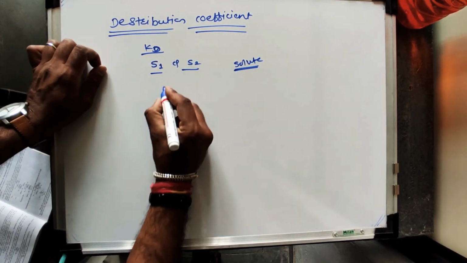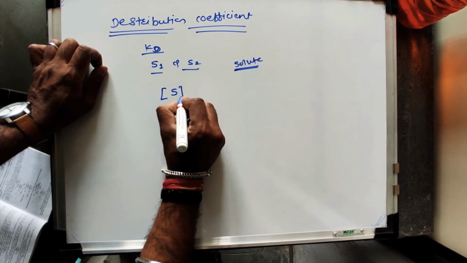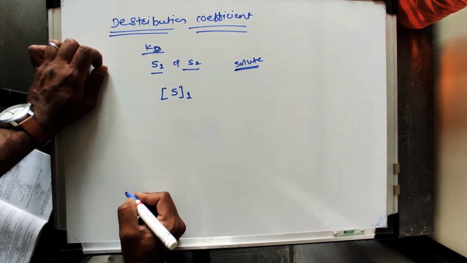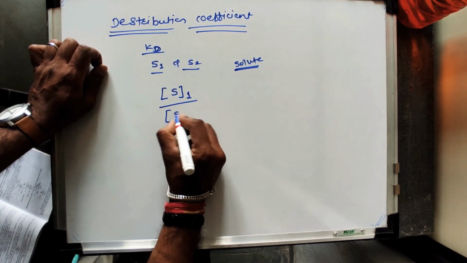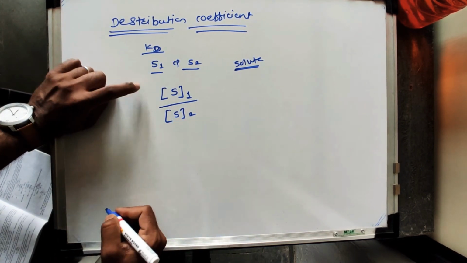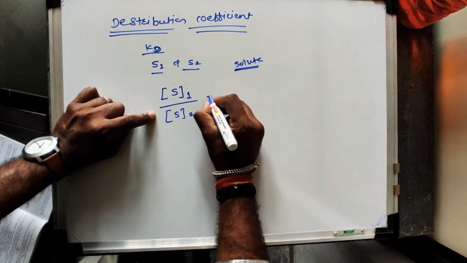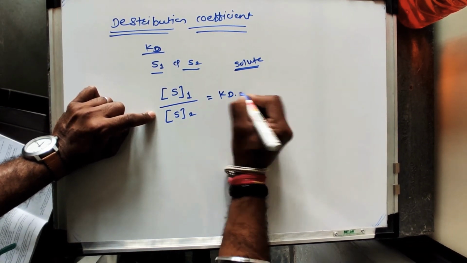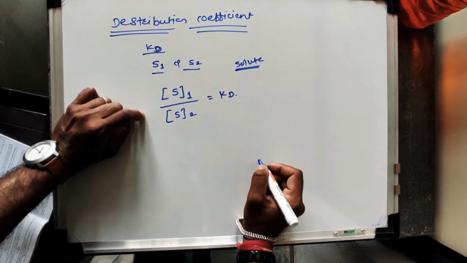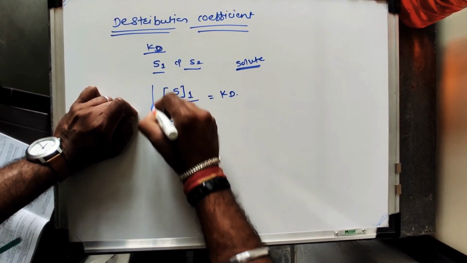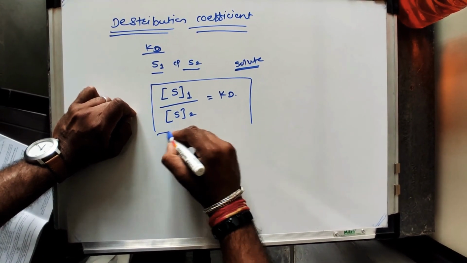Let's say the concentration of a solute in phase 1 is S1 and the concentration of the solute in phase 2 is S2. Then the ratio of these two at constant temperature is constant, and it is equal to Kd, that is the distribution coefficient, right? This is the definition of the distribution coefficient.